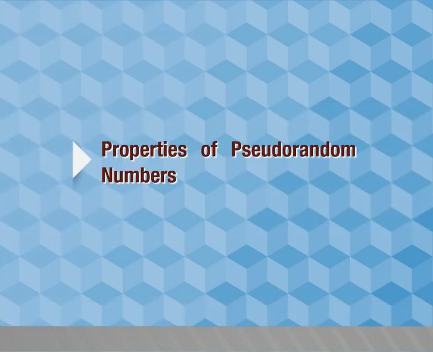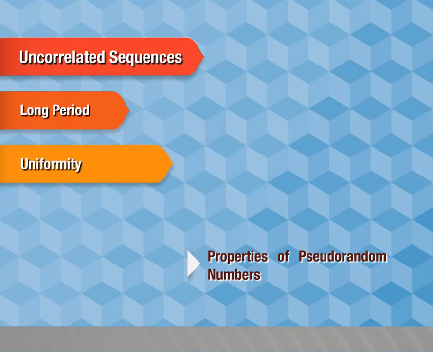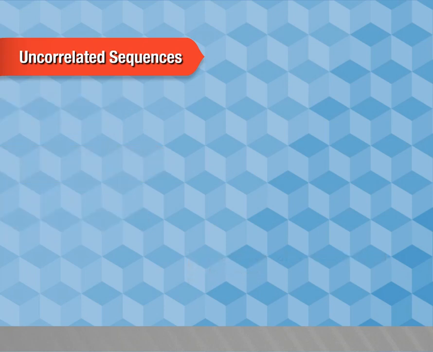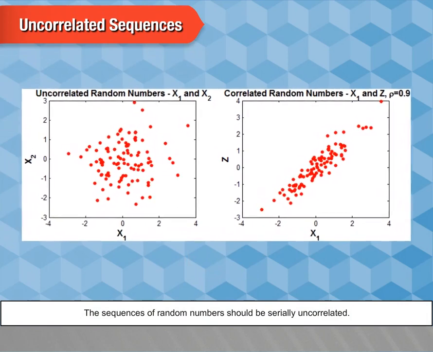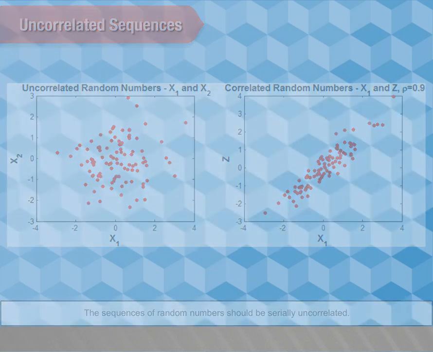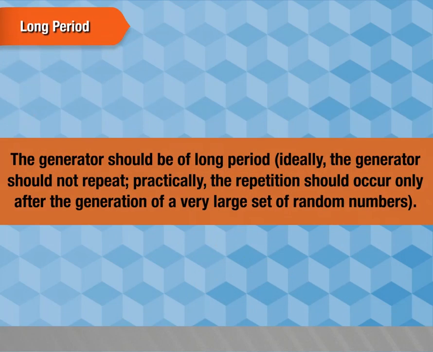Properties of pseudo-random numbers. Uncorrelated sequences, a long period, uniformity, efficiency. Uncorrelated sequences. The sequences of random numbers should be serially uncorrelated. Long period. The generator should be of long period. Ideally the generator should not repeat. Practically, the repetition should occur only after the generation of a very large set of random numbers.